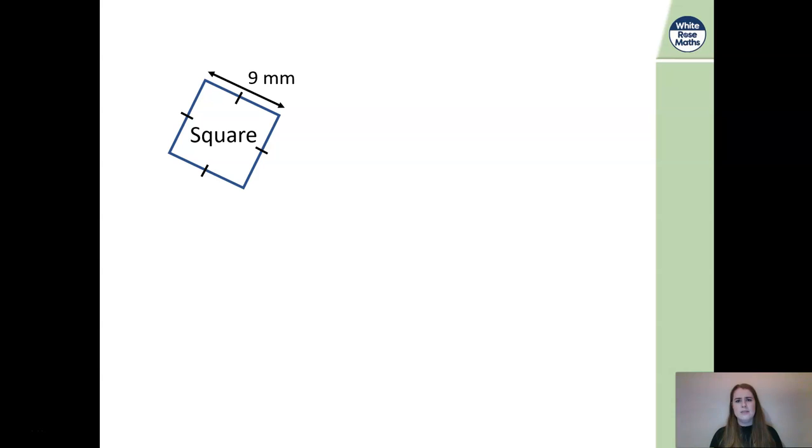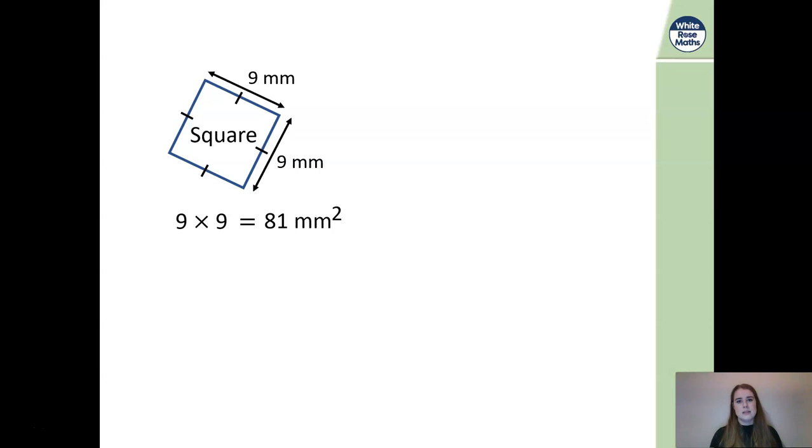Do I have enough information to be able to work out the area of this square? You are correct. We need to use 9 centimetres for all of the lengths of the side, which means that this length must also be 9 because we know in a square, all of the sides are the same. So all we have to do is 9 multiplied by 9. And then we know 9 multiplied by 9 is 81 millimetres squared.